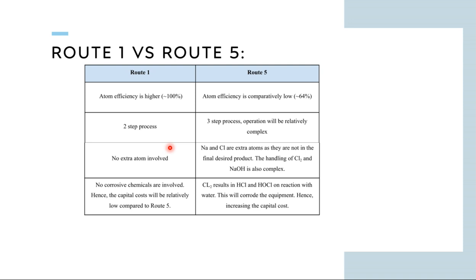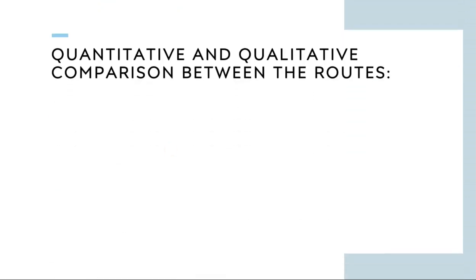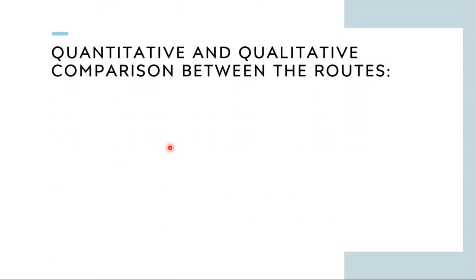Remember, in the main reaction itself, water is generated. So the remaining Cl2, that is unreacted Cl2, might convert to HCl and HOCl, which will start corroding your reactor if you don't take the proper precautions. So it is really important to take the proper precautions, and this will increase the capital cost of our reactors. Till now we have discussed this qualitatively, without giving any quantitative data.